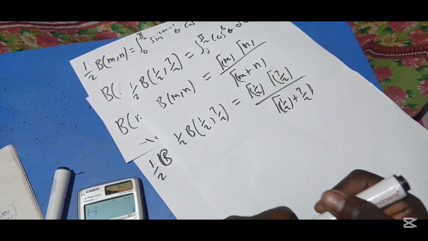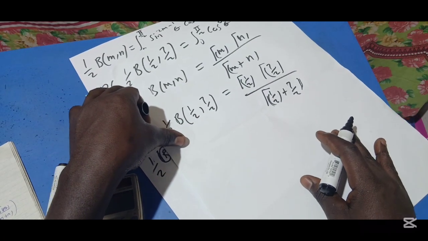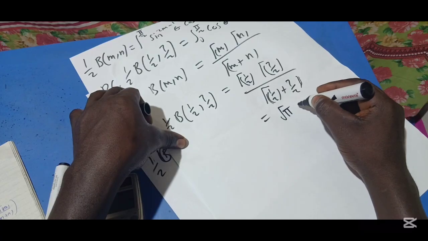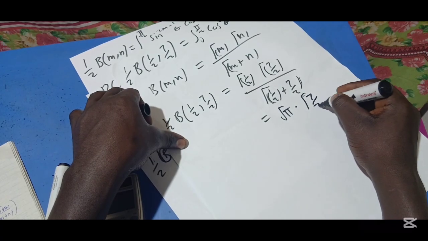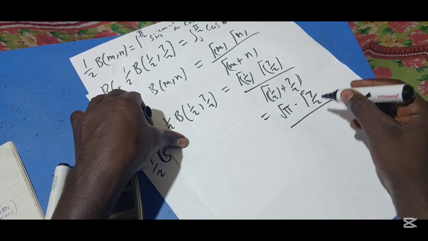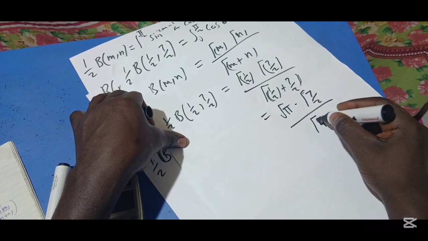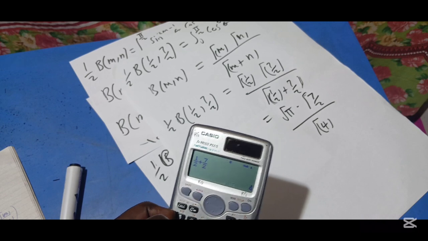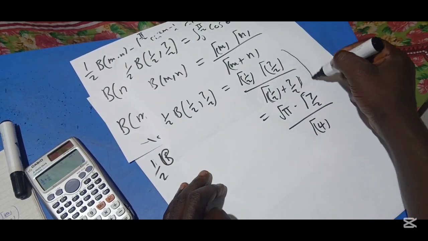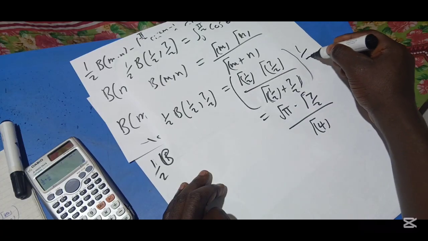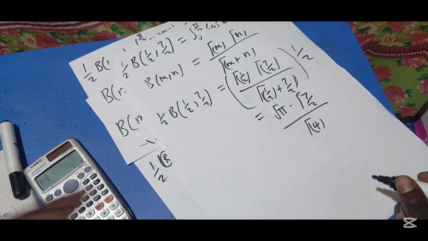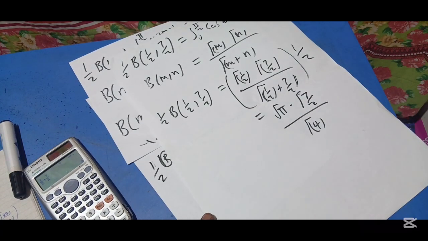And gamma half is a constant, which is square root of pi. So we are going to get square root of pi times gamma 7 on 2, times gamma of half plus 1 on 2 plus 7 on 2, which is gamma 4. Don't forget the half here is multiplying everything. But for now, let's keep that one aside when we get our value for this term.